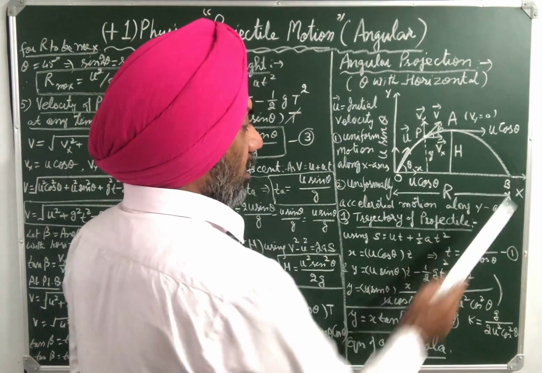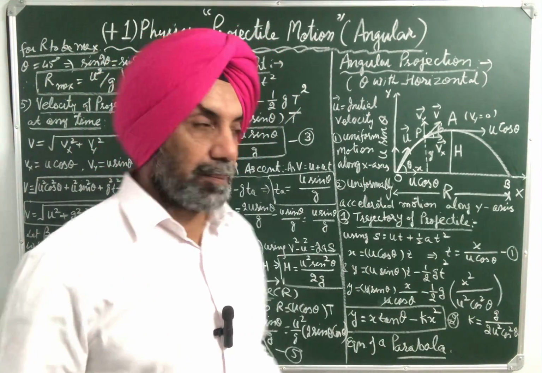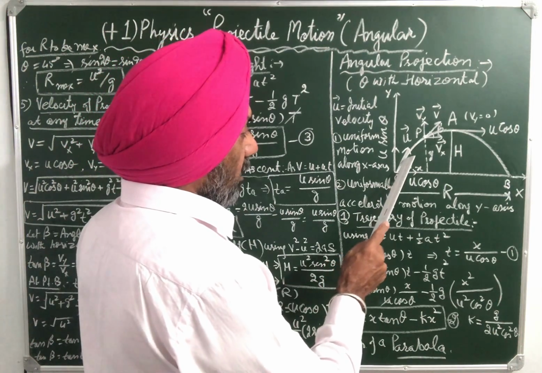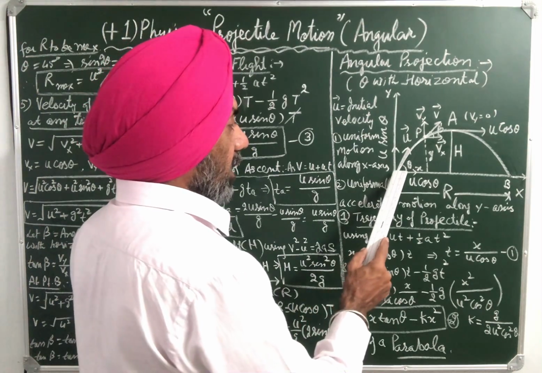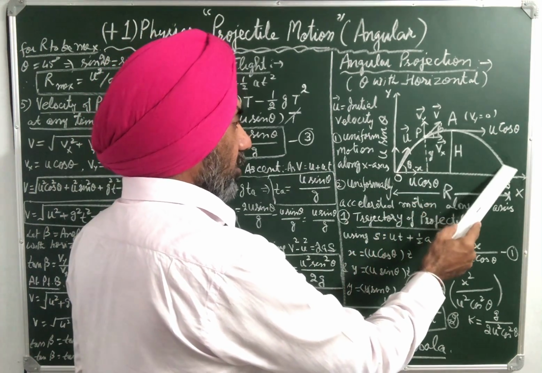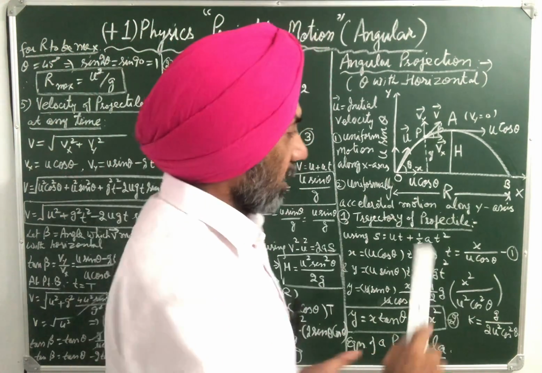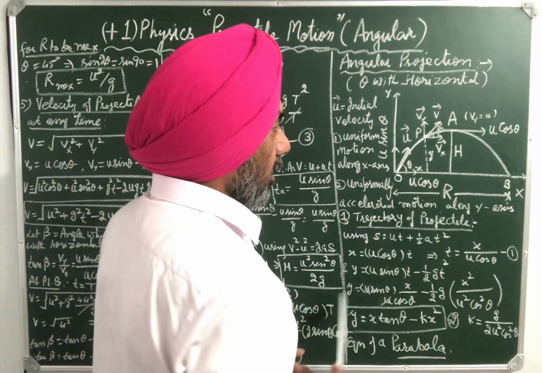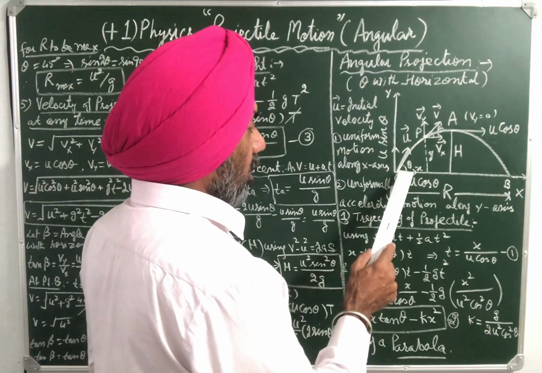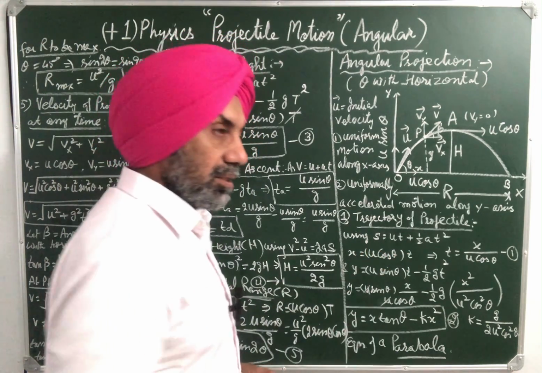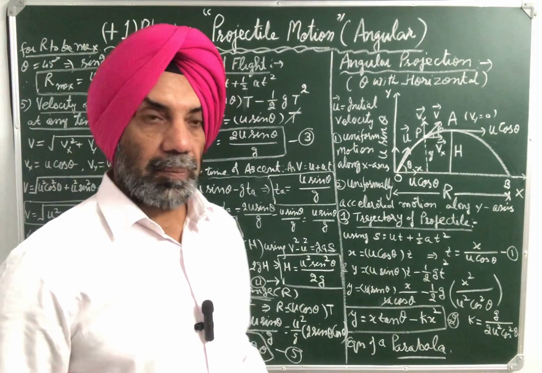Suppose OX be the x-axis, the horizontal axis, and OY the y-axis, or vertical axis. Suppose the projectile is projected from O at angle theta with the horizontal, then it follows the path OAB. If we neglect air resistance, the path will be symmetrical. Then this initial velocity U at point O can be resolved into two rectangular components, U cos theta along the x-axis and U sin theta along the y-axis.